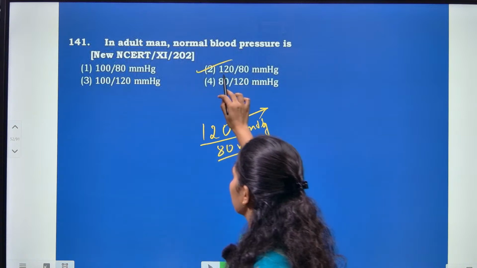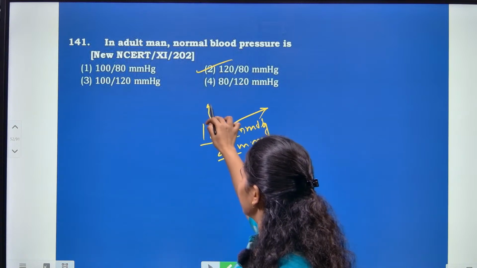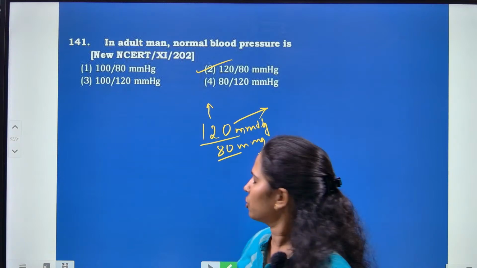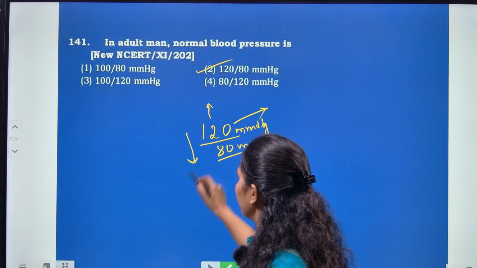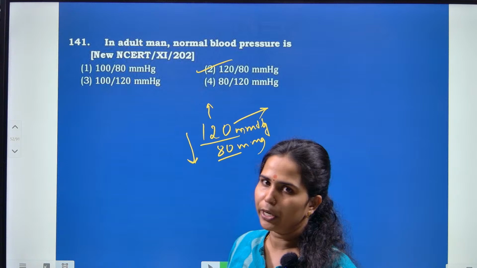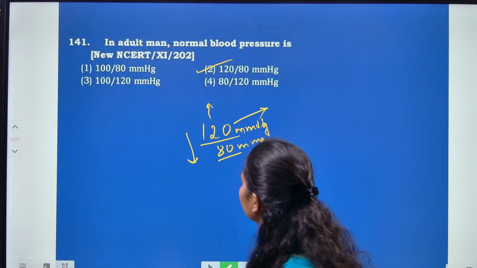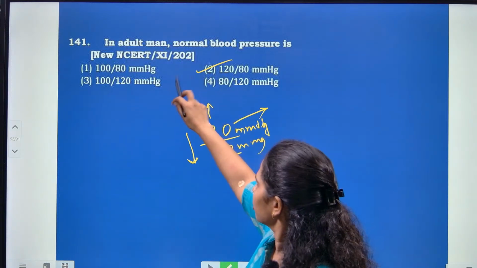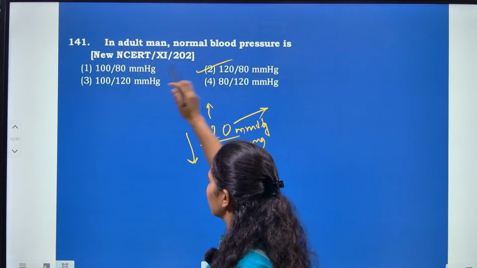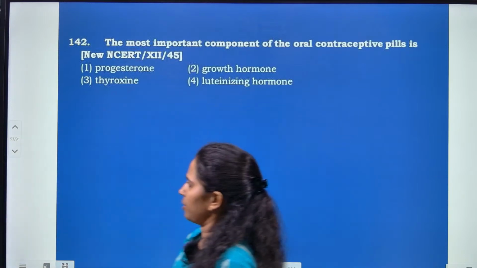If it is more than 120, then it is going to give rise to hypertension. If it is below 120 by 80 mmHg, then it is going to be low blood pressure. So the normal blood pressure in a normal healthy human is 120 mmHg.